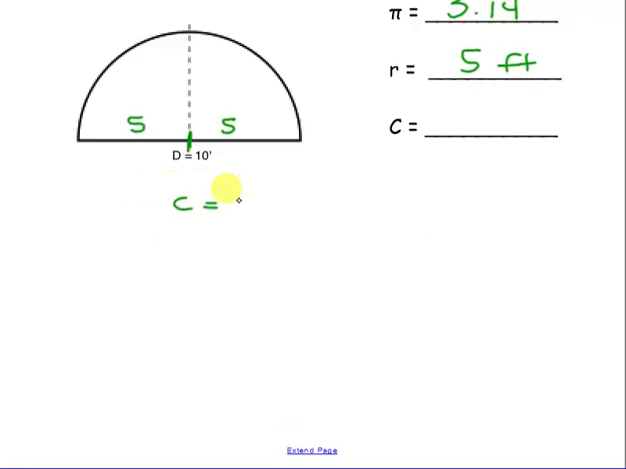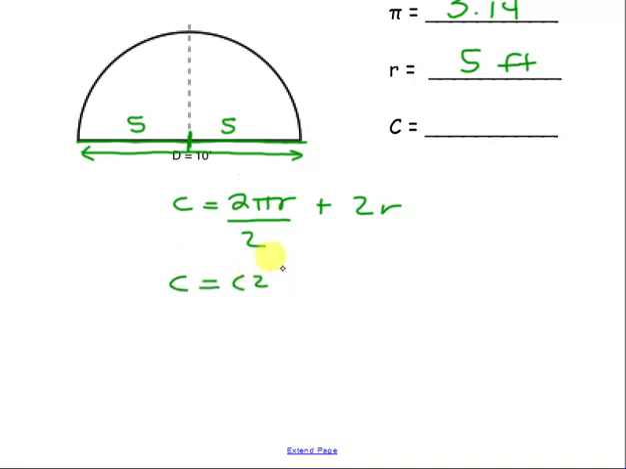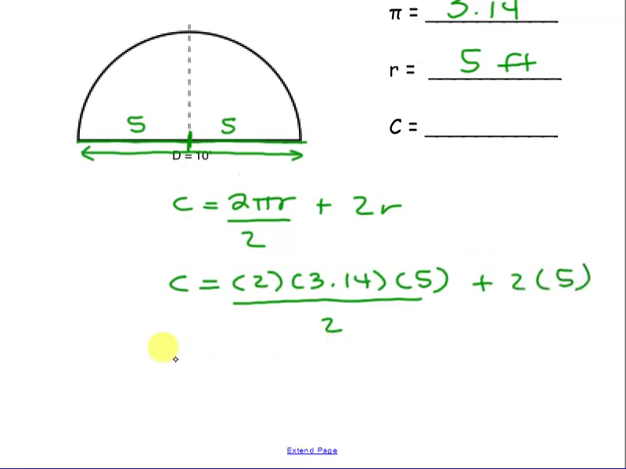So C equals 2 pi r, it's a half circle, so divided by 2, plus 2r, because we need to add back in this part right here. Because when we calculate normal perimeter, we're just doing the outside. All right, so C equals 2 times 3.14. Our radius is 5. All of that divided by 2 plus 2 times 5.